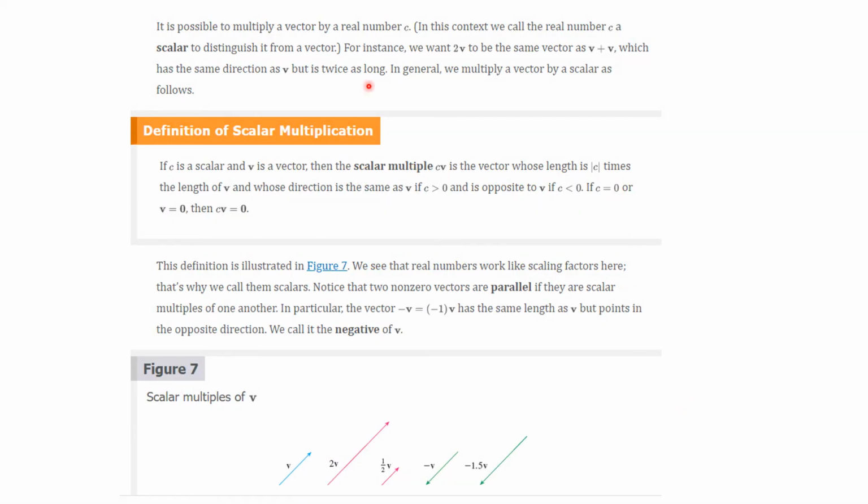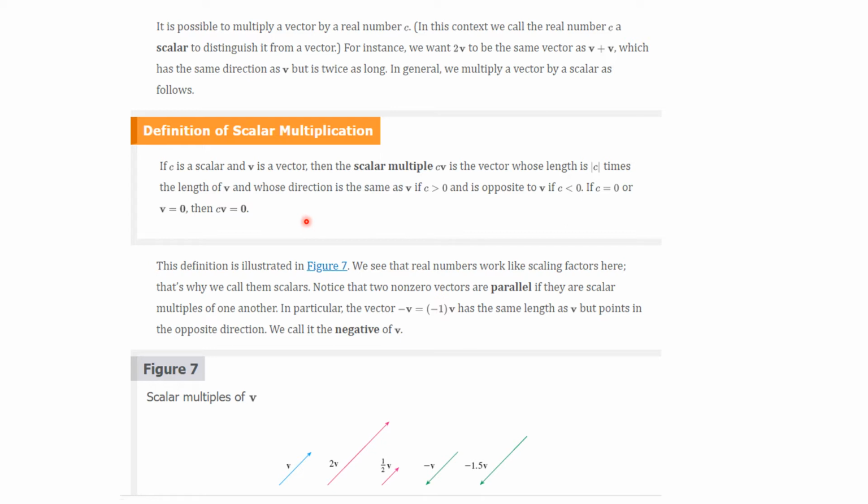It's also possible to multiply a vector by a real number C. And in this case, we call the real number a scalar. That means it is not a vector. That means it has only a magnitude. That's how numbers work. So for instance, if we want to say 2V, that's the same vector as V plus V, and it's the same direction as V, but it's twice as long. So in general, this is it.